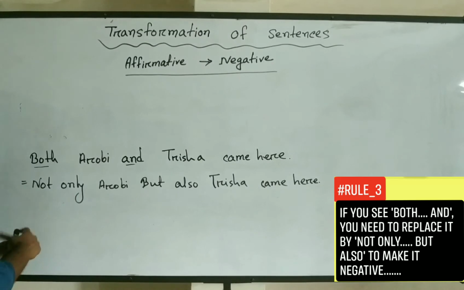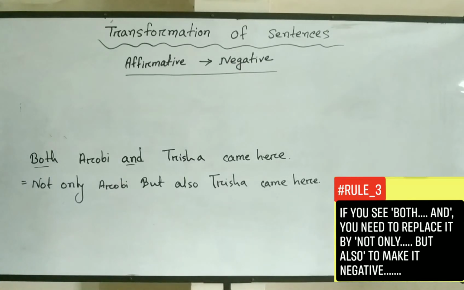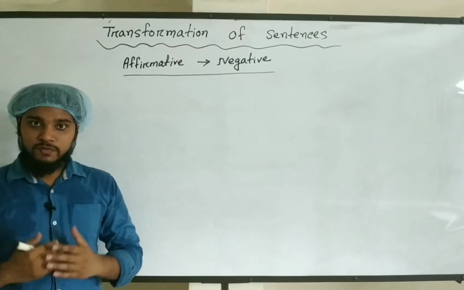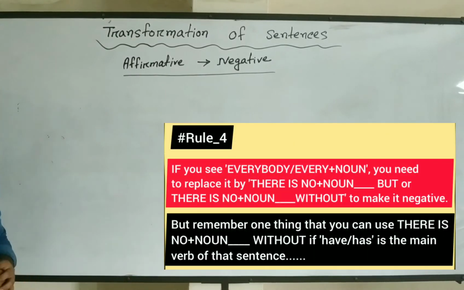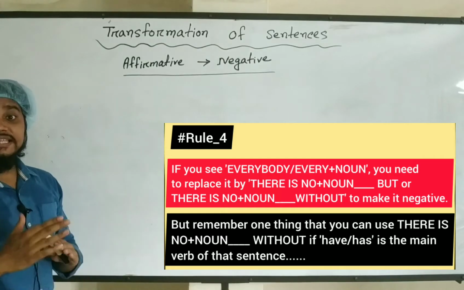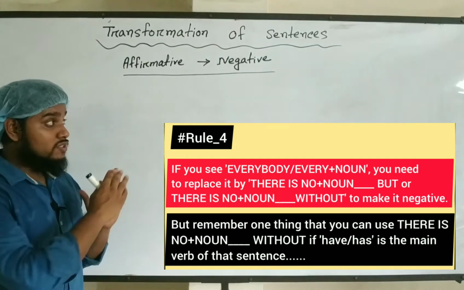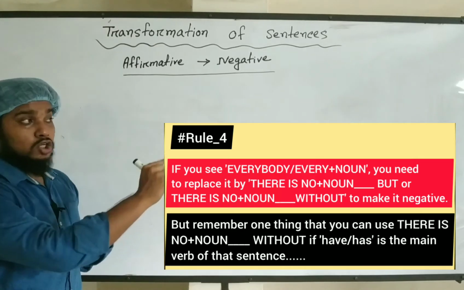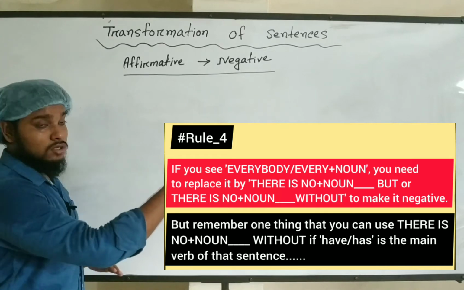Here you see we have used "not only" instead of "both and," but also "but also" instead of "and." Okay? So the rule is, if you see everyone, everybody, or every plus noun in an affirmative sentence, you have to replace it by "there is no plus noun dot dot but," or "there is no plus noun dot dot without."